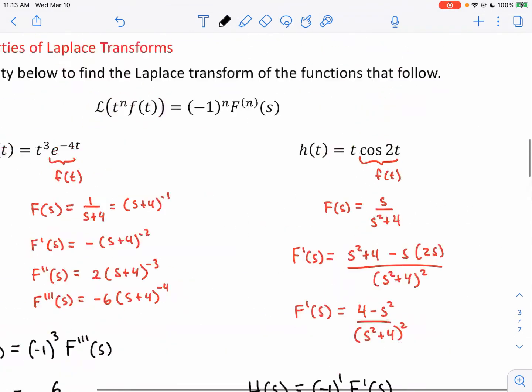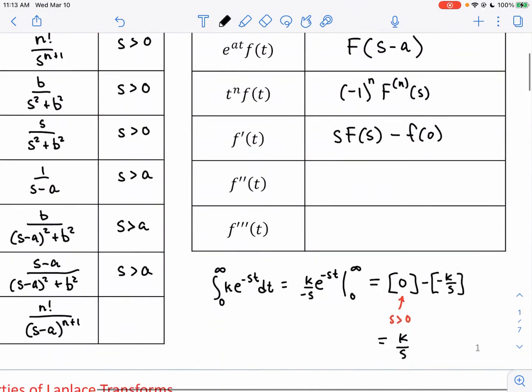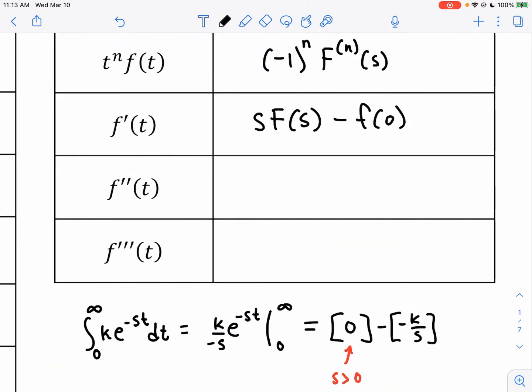Okay. Let's go back to our table and fill in this entry right here. The Laplace of the second derivative will be s squared times the Laplace of the original function f, minus, and now we have s times f of 0, and then minus f prime of 0. Now this starts to generalize.